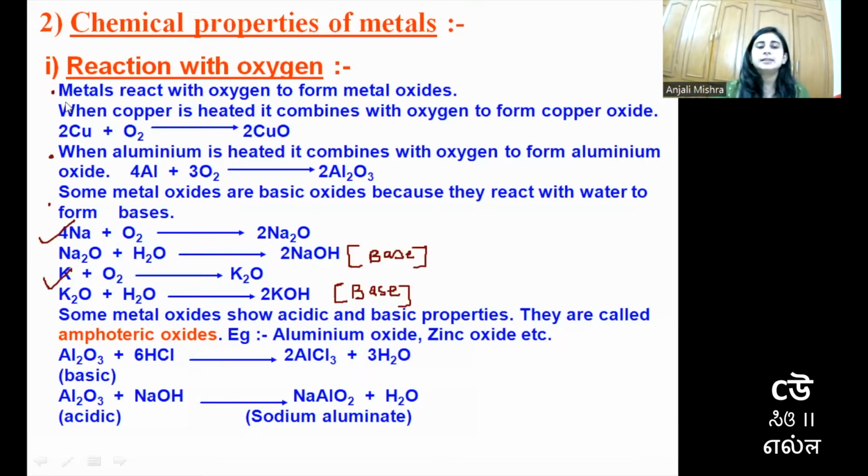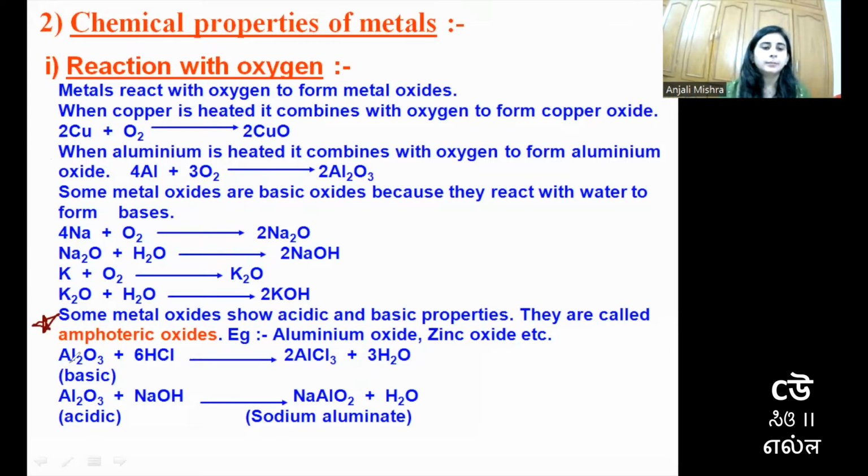Next statement is some metallic oxides show acid and basic properties and these are called as amphoteric oxides. Again students, an extremely important statement that some metal oxides show acid and basic properties and they are called amphoteric oxides. Example is aluminium oxide and zinc oxide.